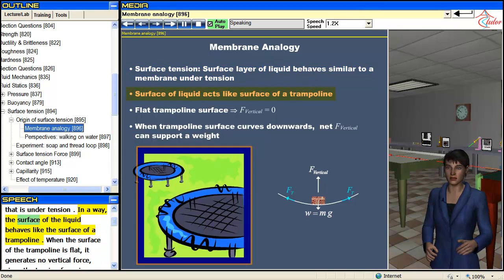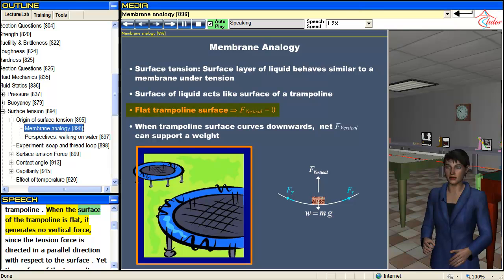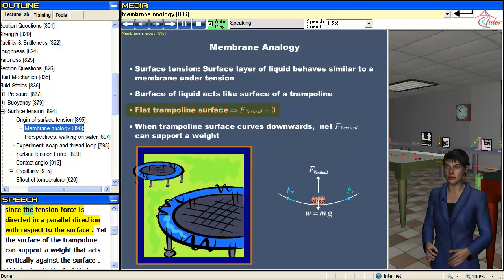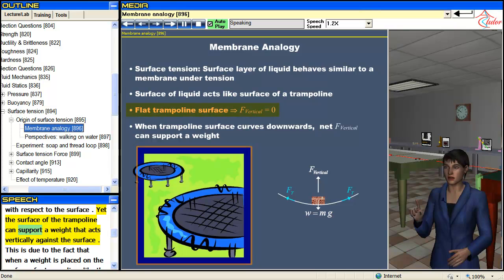In a way, the surface of the liquid behaves like the surface of a trampoline. When the surface of the trampoline is flat, it generates no vertical force, since the tension force is directed in a parallel direction with respect to the surface. Yet the surface of the trampoline can support a weight that acts vertically against the surface.